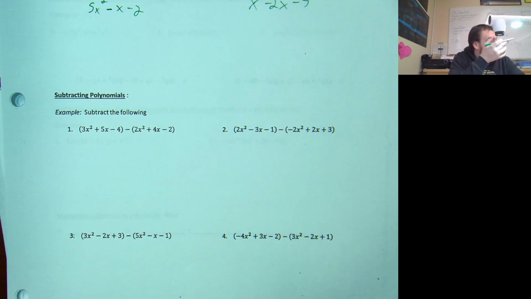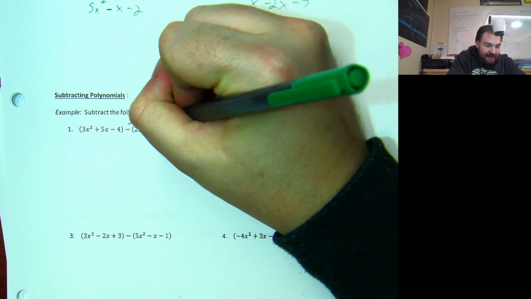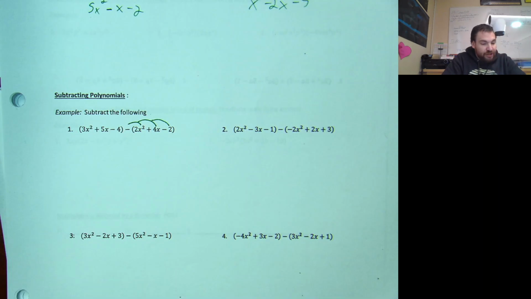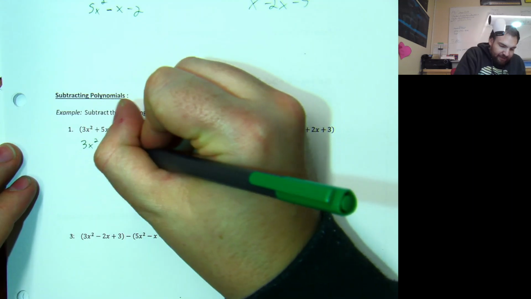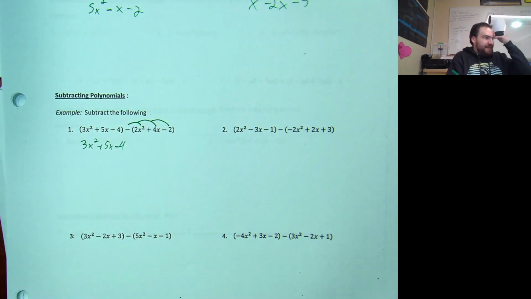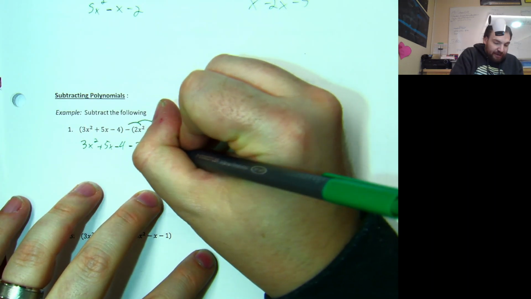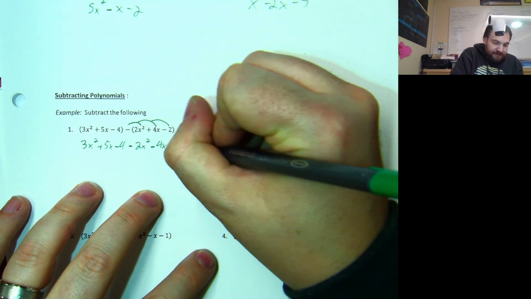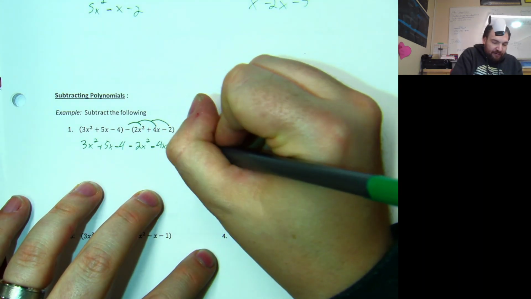We're going to have to make sure we subtract everything, and to do that, we're going to distribute that minus sign in. So this guy here, we're going to multiply him in like a negative 1. Once we've done that, we can drop the brackets, and we're going to get something that looks like this. 3x squared plus 5x minus 4. The first bit doesn't change. But then we're going to get minus 2x squared minus 4x. And then when you subtract a negative 2, that's the same thing as adding 2.